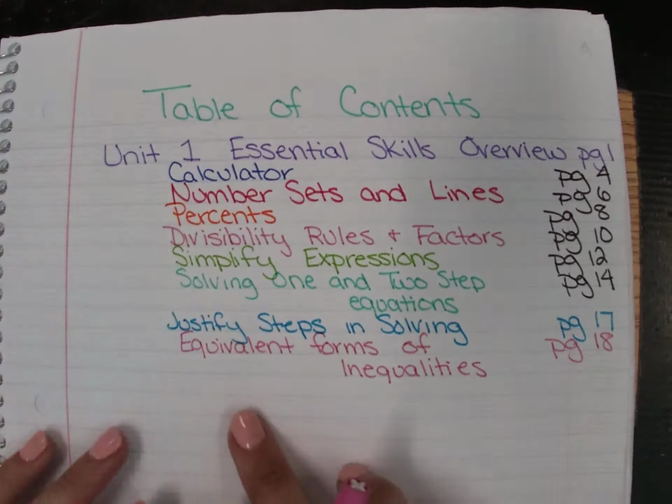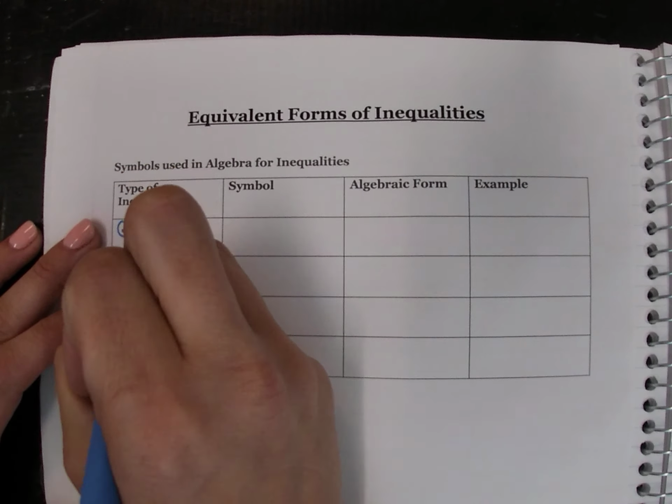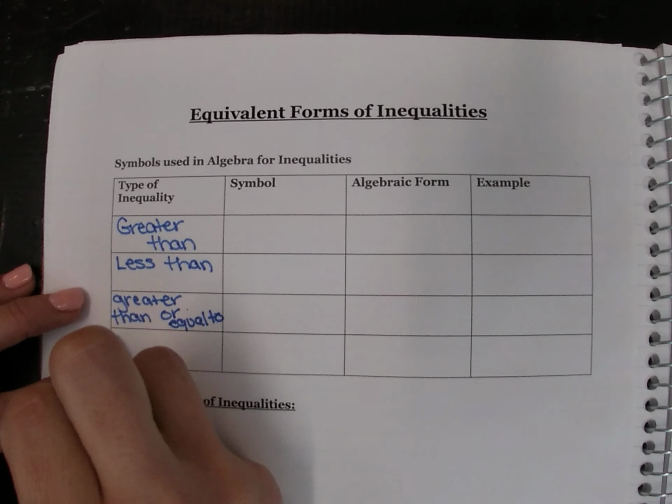So when we are talking about equivalent forms of inequalities, we're talking about inequalities and the different ways that each of them can be represented. Okay, so we should know at this point that we have 4 different types of inequalities. Okay, we have a greater than. Okay, we have a less than. We have greater than or equal to. I guess I should have made this box bigger. And less than or equal to.